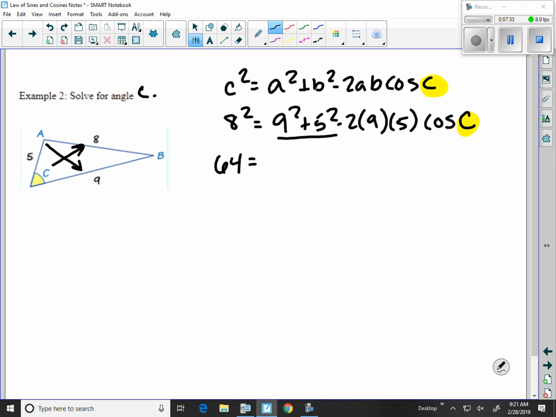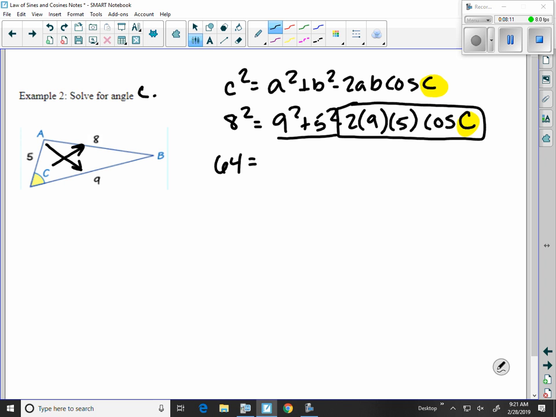And a lot of you are like, but why can't we subtract the 2 times the 9 times the 5? Well, this guy right here is actually hooked to that cosine C. When I say hooked, what do I mean? It's attached to it. It's being multiplied to it. So this negative 2 times 9 times 5 cannot be associated with the 9 squared plus the 5 squared. Those have to be 2 separate items. Does that make sense? Okay.